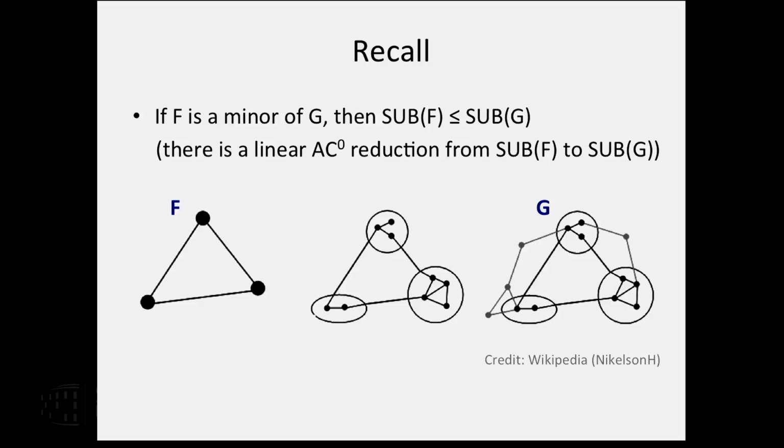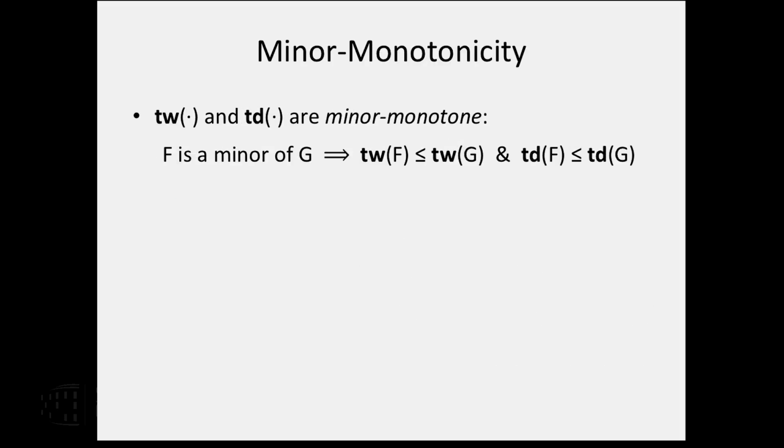This is a fairly easy exercise, and these reductions are really a linear monotone projection from this problem to this problem. That means that the complexity of this F subgraph isomorphism problem is always at most the complexity of the G subgraph isomorphism problem.